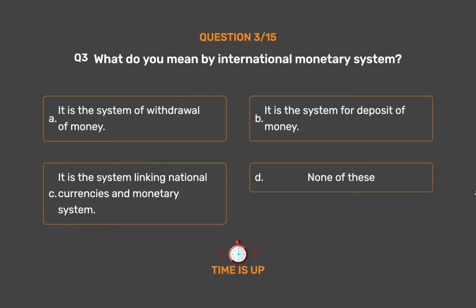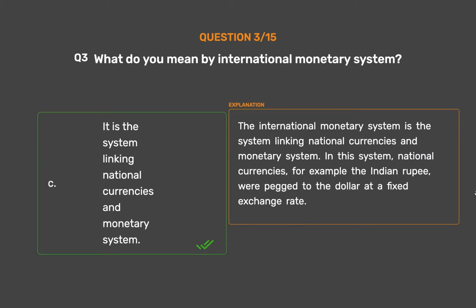The correct answer is Option C. It is the system linking national currencies and monetary system. The international monetary system is the system linking national currencies and monetary system. In this system, national currencies, for example the Indian rupee, were pegged to the dollar at a fixed exchange rate.